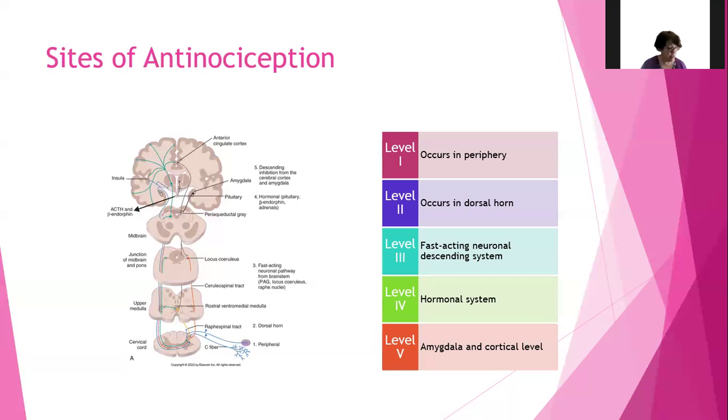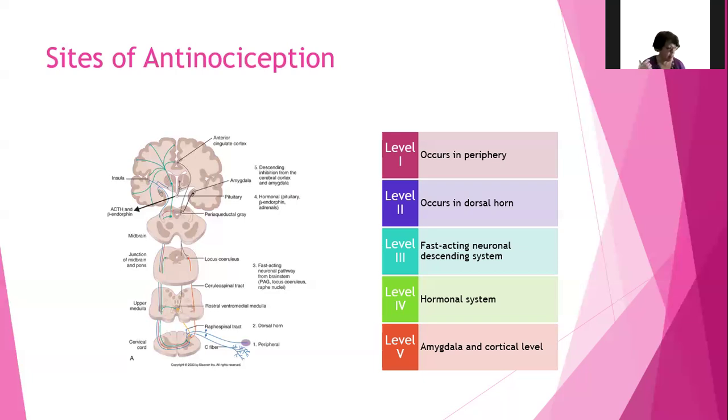The activity in that second order neuron is altered by release of different chemicals. So serotonin can also be involved, and norepinephrine, to modify transmission of nociceptive information in the dorsal horn. So there's a lot more going on than just gating, but that's where level 2 occurs.